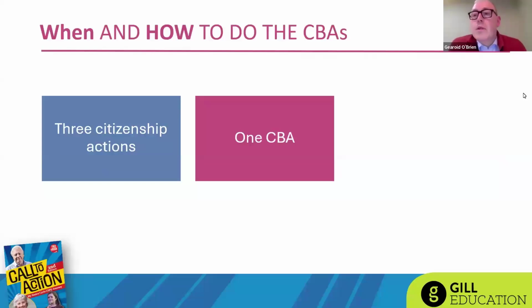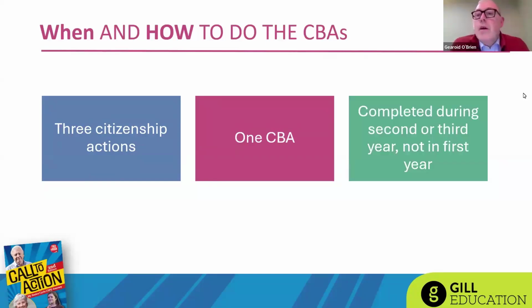I know at the moment a lot of subjects have two CBAs, but one of them is suspended at the moment. But in CSP, there is only one. So it's not one in second year and one in third year. It's only one in total. But the key part is it must be done in either second or third year. So, for example, if you do a project and write it up in first year, it won't count. It has to be one from second or third year.